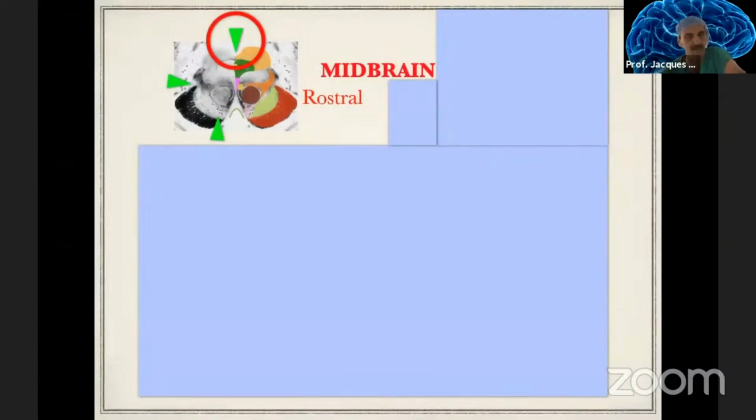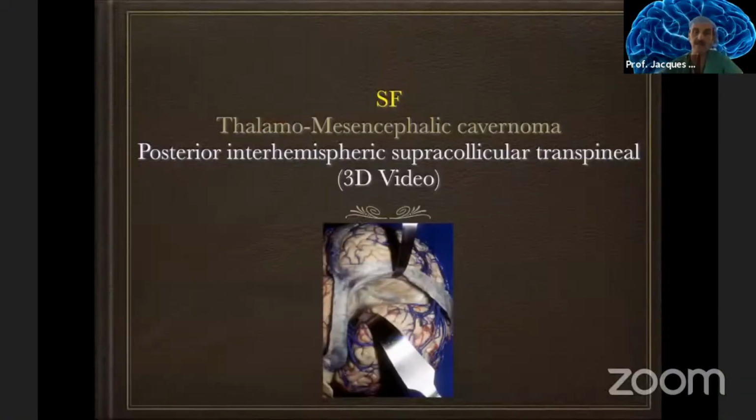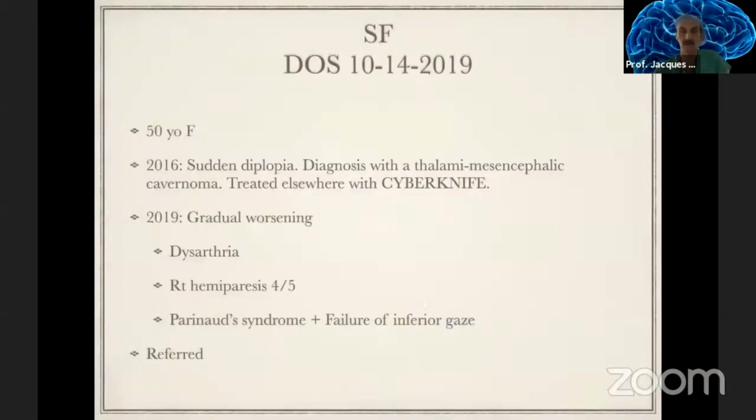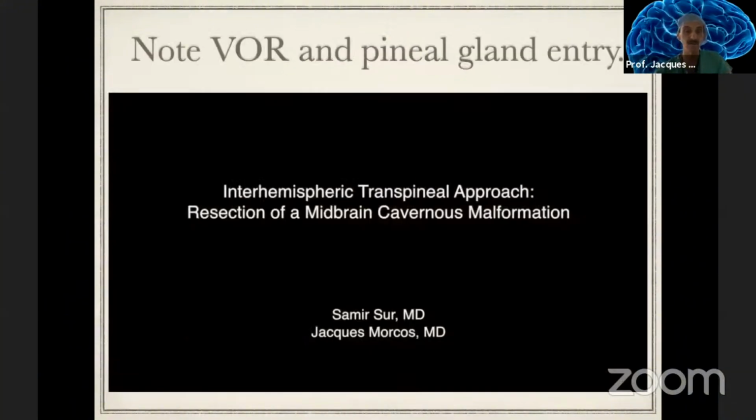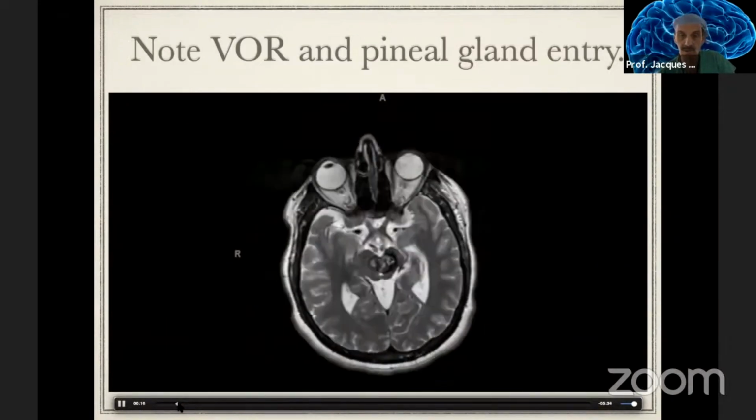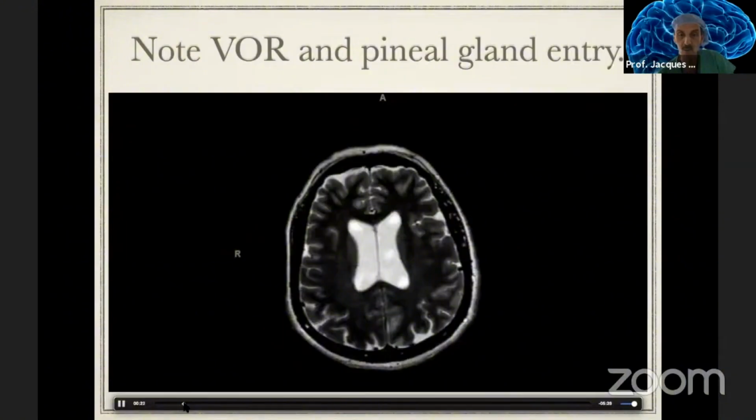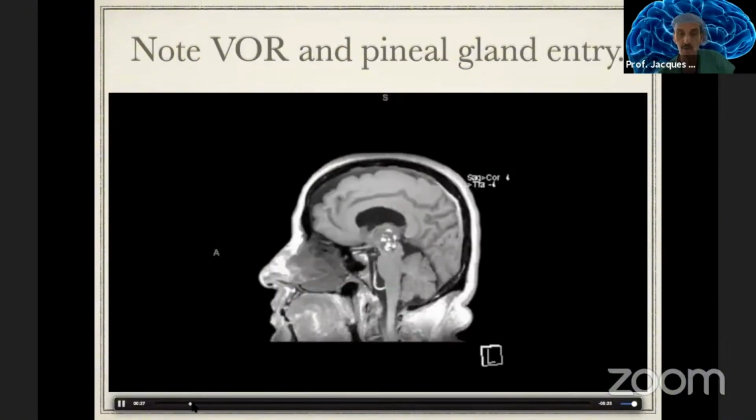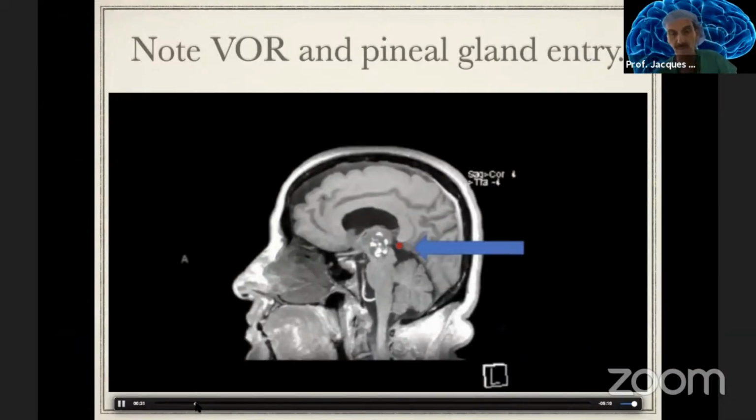I won't have time to show you everything I want to show you, so I'll go quickly. Midbrain, rostral midbrain. I'll show you an example where I use the posterior interhemispheric supracollicular transpineal approach. This is a video. I am going, of course, to speed through it. This is the lesion. You can see it well. Here it is on coronal, here on sagittal. What's the best approach?